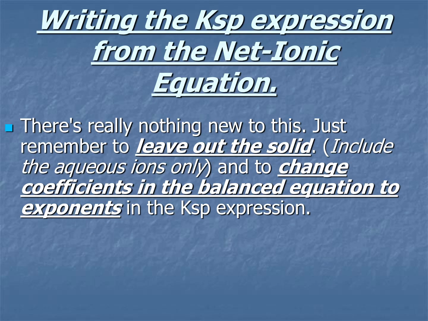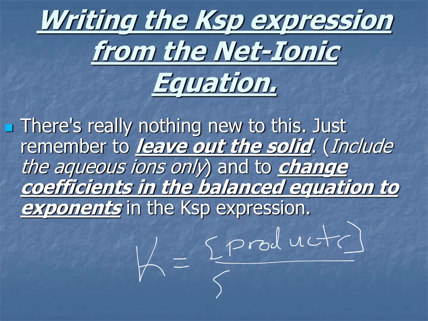For writing a Ksp expression, we're going to always use our net ionic equation. We don't care about spectator ions, they don't play a role in anything. So there's nothing new to this. We always leave out the solid, just like we left out the pure liquid water and acids and bases. And we're going to change our coefficients in the balanced equation to our exponents in the Ksp. So like always, K is always equal to our concentration of our products over the concentration of the reactants, each of which to the power of their coefficients.